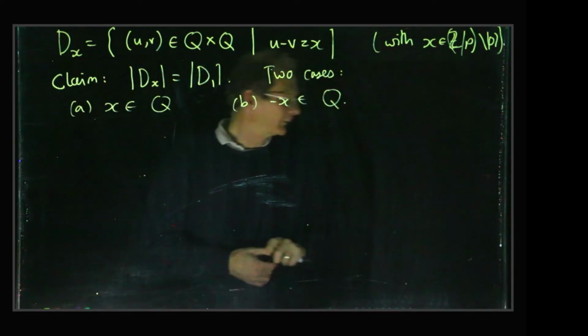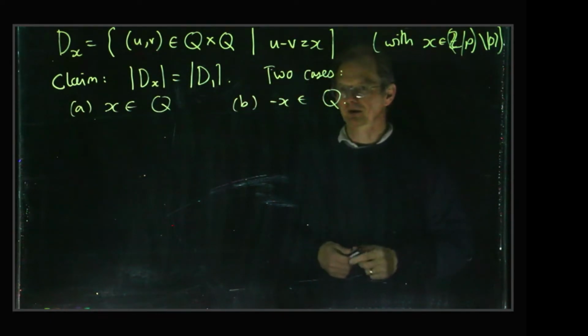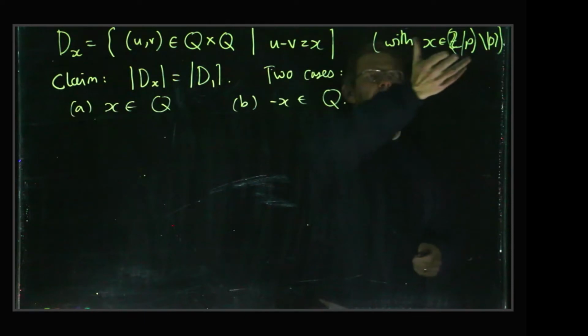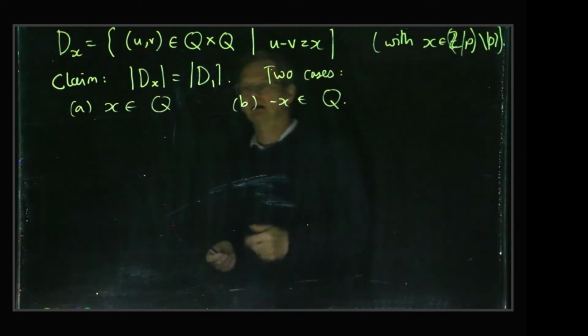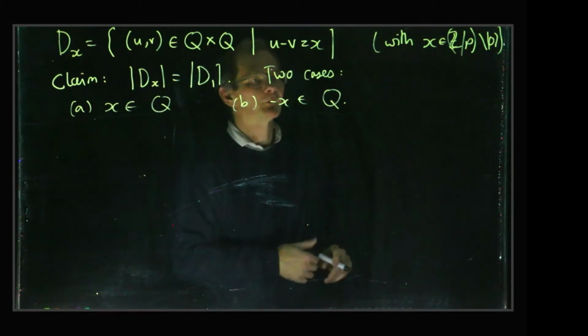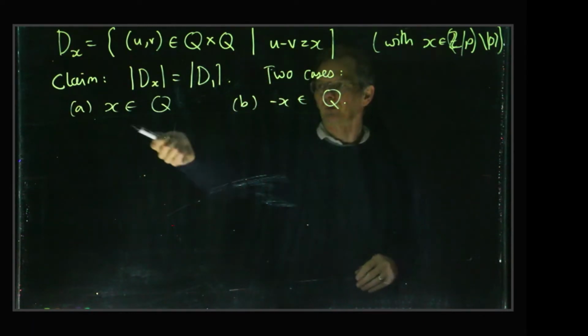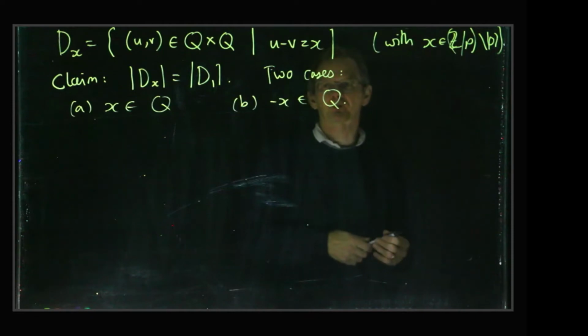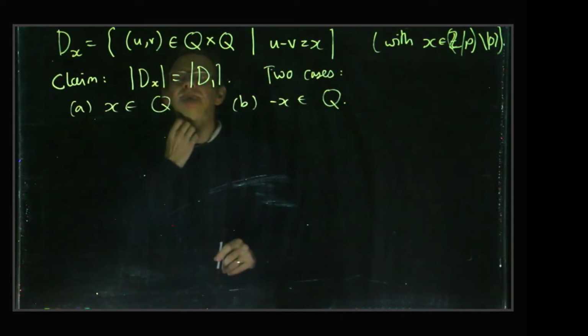Okay, so we proved a few minutes ago that if you look at any non-zero element of Z mod p, then it could be a square. Either it's a square or minus it is a square. One or the other happens. So we've got two different cases according to whether x is a square or minus x is a square.